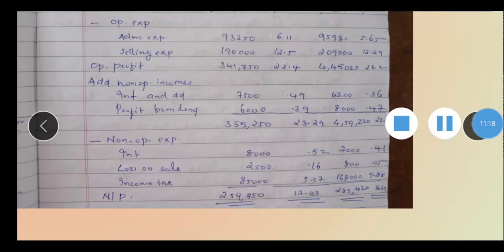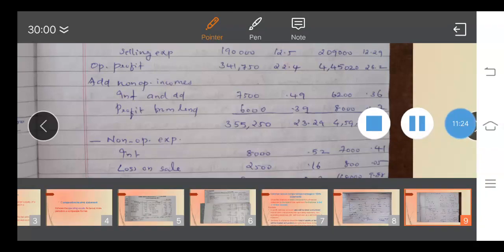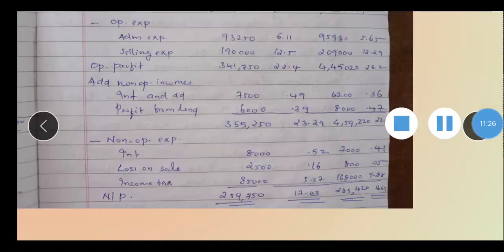We can look what is the percentage of operating profit in 2013. 2013 operating profit is 22.4%. In 2014 it is 26.2%. എന്താ അതിൻ്റെ മീനിങ്? 22.4% ആണ് 2013 ഓപ്പറേറ്റിംഗ് പ്രോഫിറ്റ് എങ്കിൽ 26.2% ആണ് 2014 ഓപ്പറേറ്റിംഗ് പ്രോഫിറ്റ്. റൈറ്റ്.